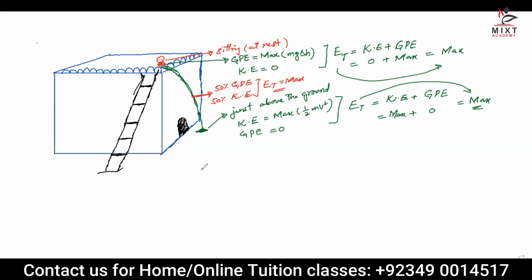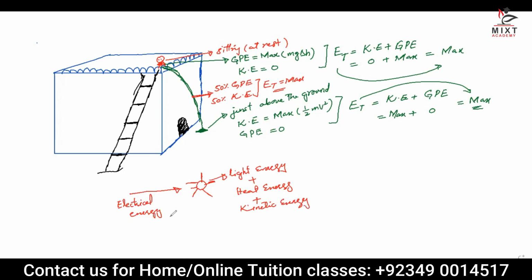Okay, let's consider another example. At your house, you know there are bulbs. When electrical energy comes to the bulb, the bulb gives you light energy plus heat energy plus kinetic energy. So your electrical energy is converted into light energy, heat energy, and kinetic energy.